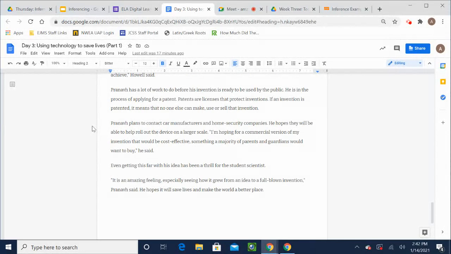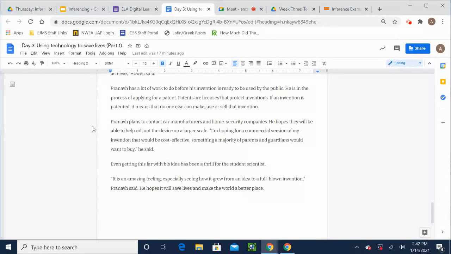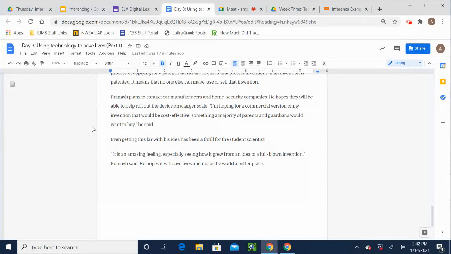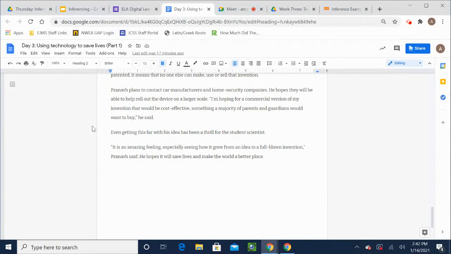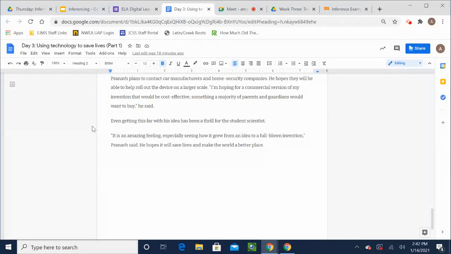Pranav has a lot of work to do before his invention is ready to be used by the public. He is in the process of applying for a patent. Patents are licenses that protect inventions. If an invention is patented, it means no one else can make, use, or sell that invention. Pranav plans to contact car manufacturers and home security companies. He hopes they will be able to roll out the device on a larger scale.